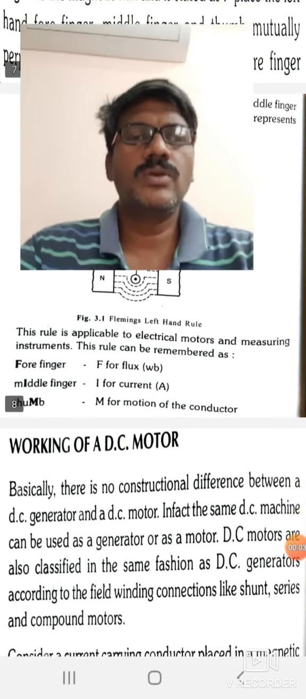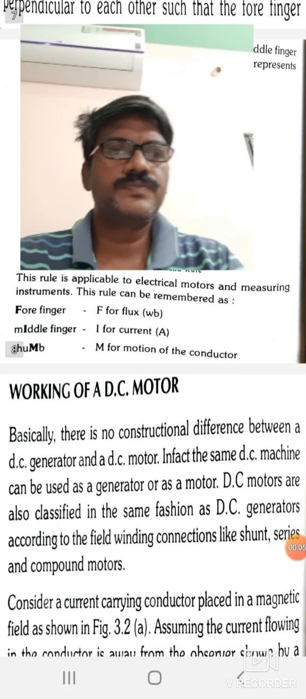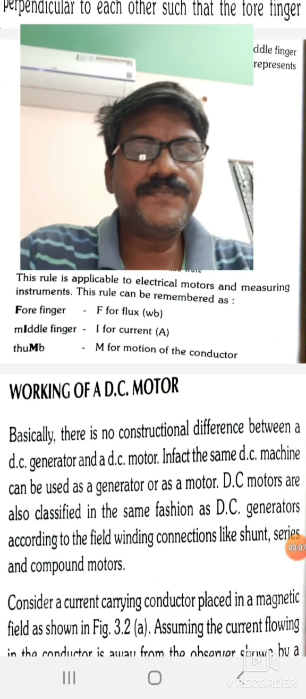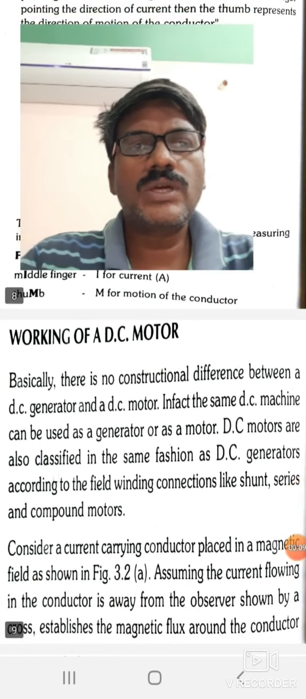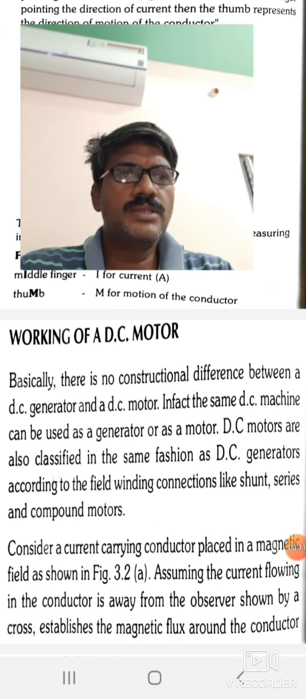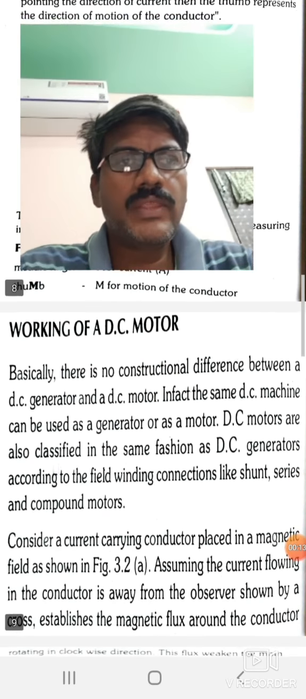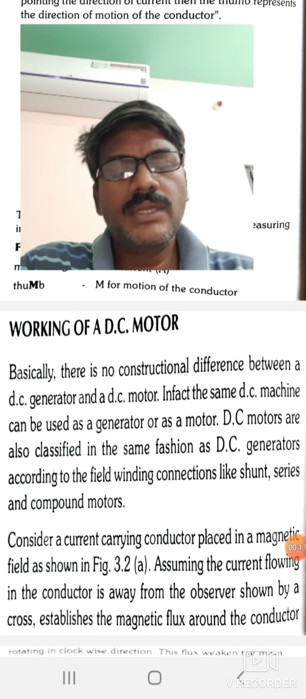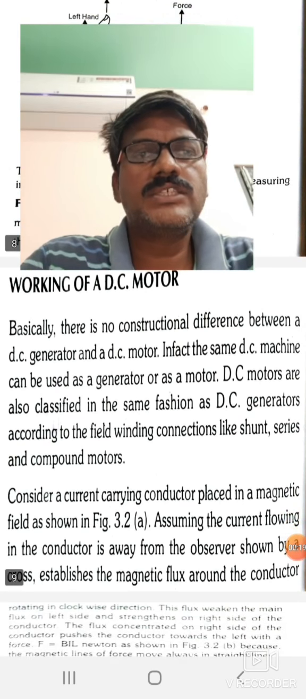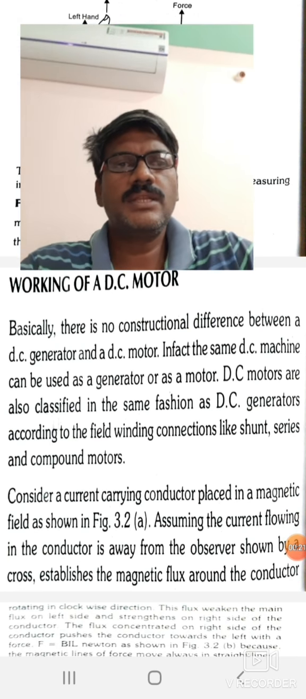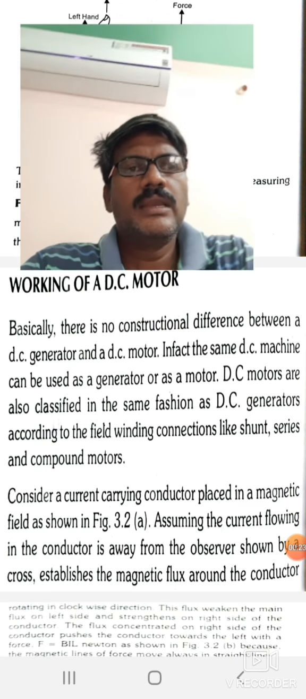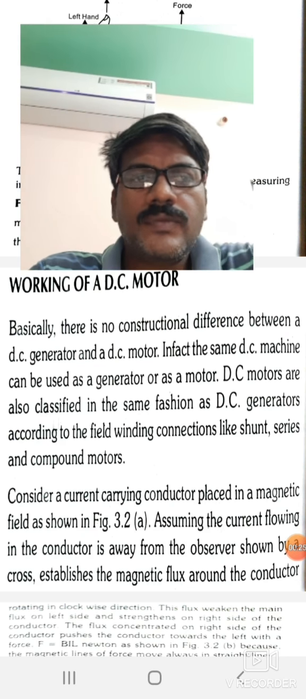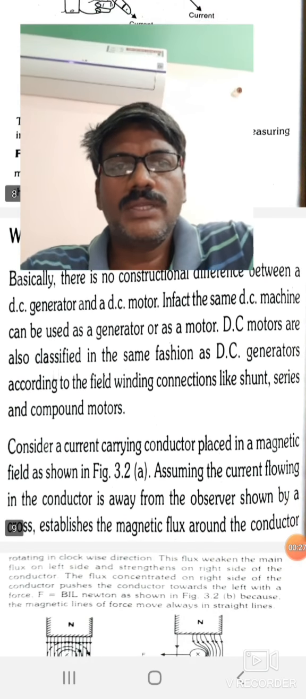Next, working of a DC motor. Basically, there is no construction difference between a DC generator and a DC motor. In fact, the same DC machine can be used as a generator or as a motor. So motors are classified in the same fashion as DC generators according to field winding connection, like shunt, series and compound motors.